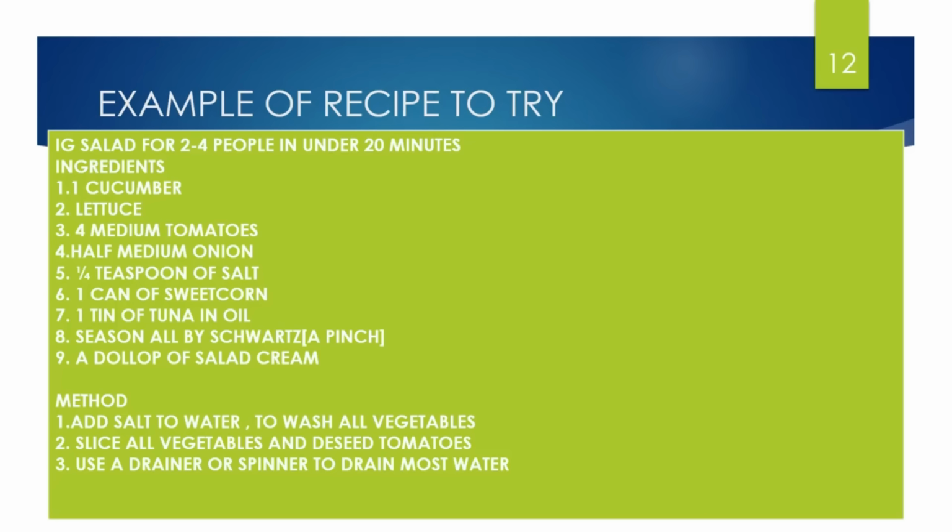The ingredients are cucumber, lettuce, tomato, onion, a teaspoon of salt, a can of sweetcorn, a can of tuna in oil, All Seasoning by Schwartz, a pinch, and a dollop of salad cream. And then I show you the method of how to do it, and enjoy it at the end.